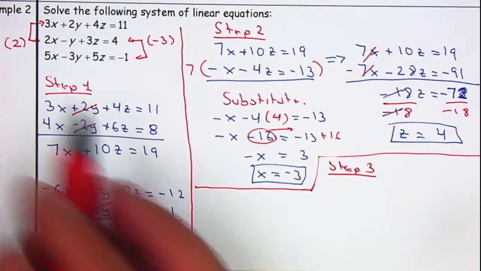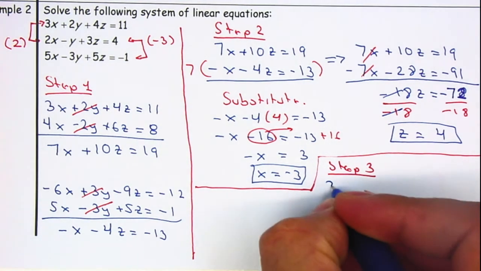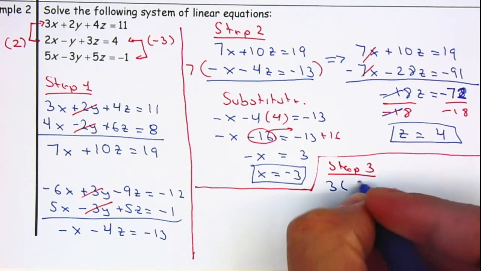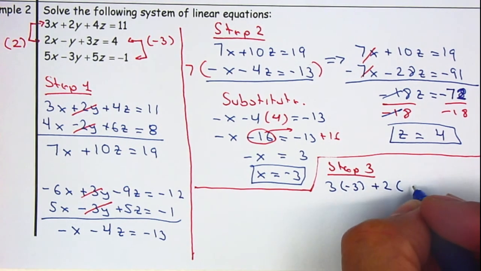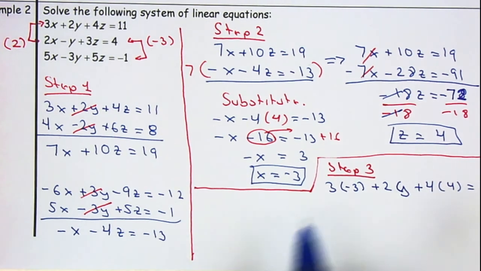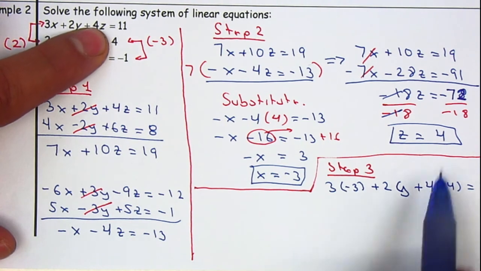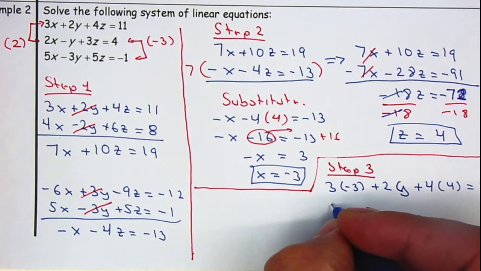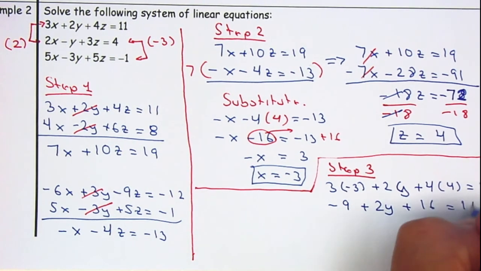Let's go and use the first equation or the second. I'm going to use the first equation. You get the same value, it doesn't matter. So 3, instead of the x will be negative 3, plus 2y, plus 4z, where z is 4, and that's equal to 11. So I plug in the value of x, I'm solving for y, plug in the value of z, and I'm going to simplify. So it gives me negative 9 plus 2y plus 16 is equal to 11.